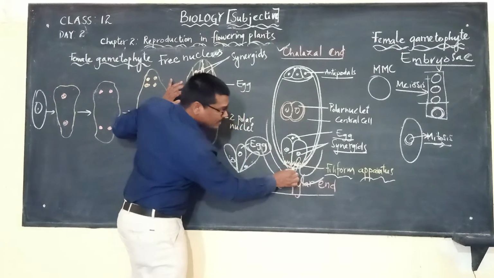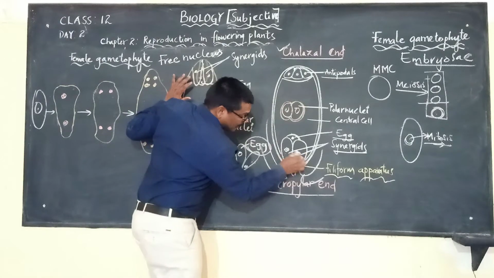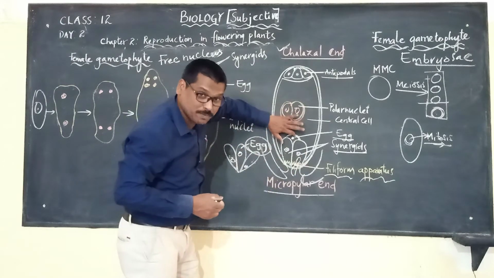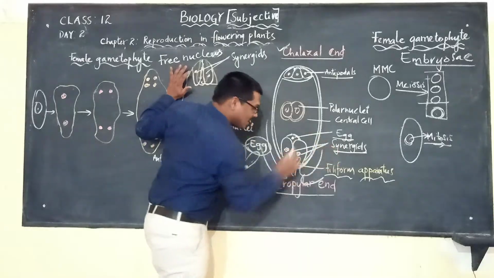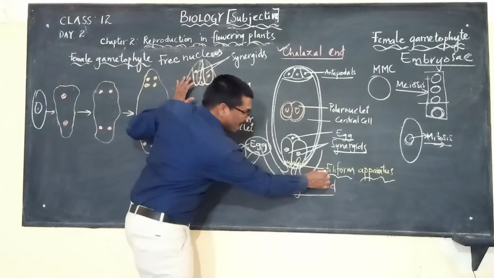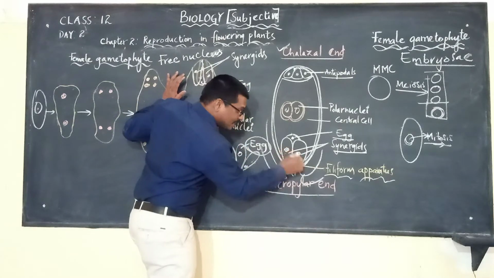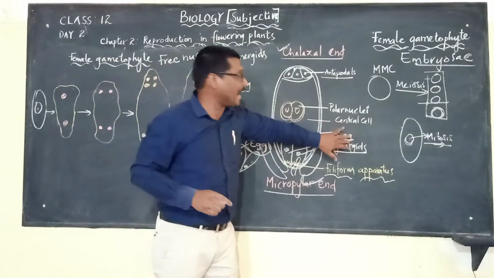So when the pollen tube is entering inside into the embryo sac, here they are directed to fertilize the egg with the help of what? Synergids, because they have the filiform apparatus. So the filiform apparatus will direct the pollen tube into the synergids and then to fertilize the egg.